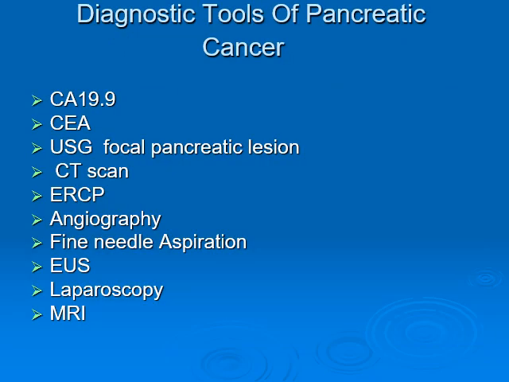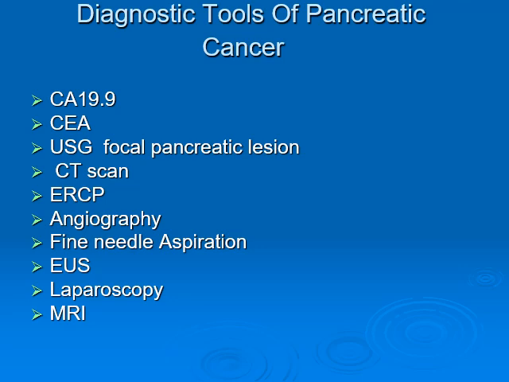Diagnostic tools of pancreatic cancer: CA19-9, cancer antigen 19.9, CEA or carcinoembryonic antigen, ultrasound examination for focal pancreatic lesions, and usually we say that if you have a focal pancreatic lesion, it is tumor until proved otherwise. CT scan examination, very important actually for diagnosis and staging of pancreatic cancer.